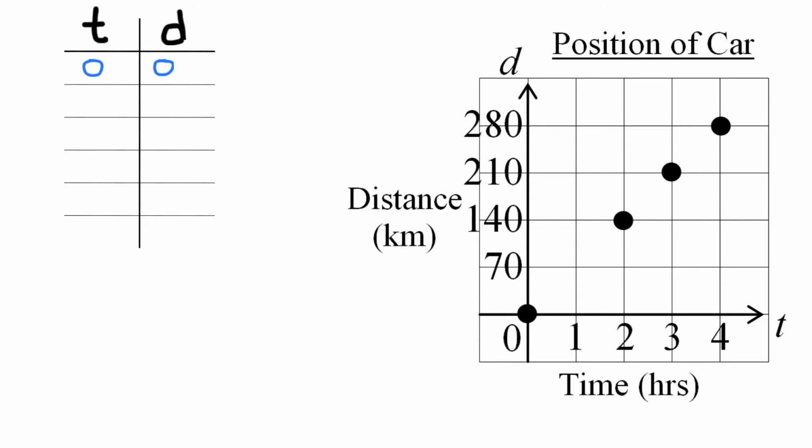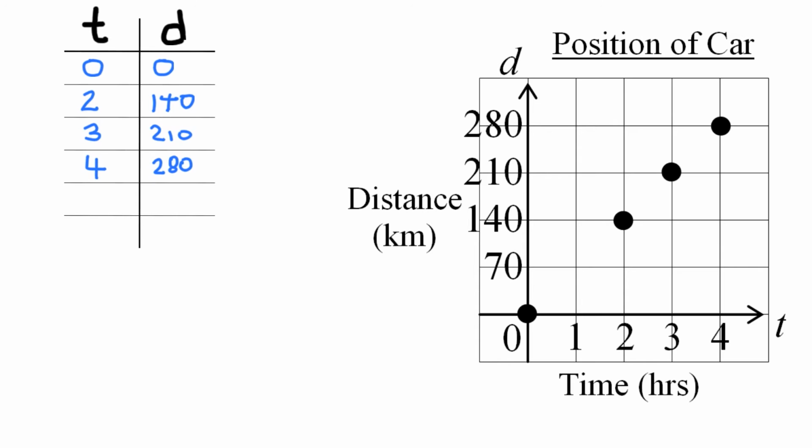Then our next dot is right here. The t value is 2. The d value is 140. And then the next dot, our t value is 3, and our d value is 210. And then we have a dot where our t value is 4, and our d value is 280.